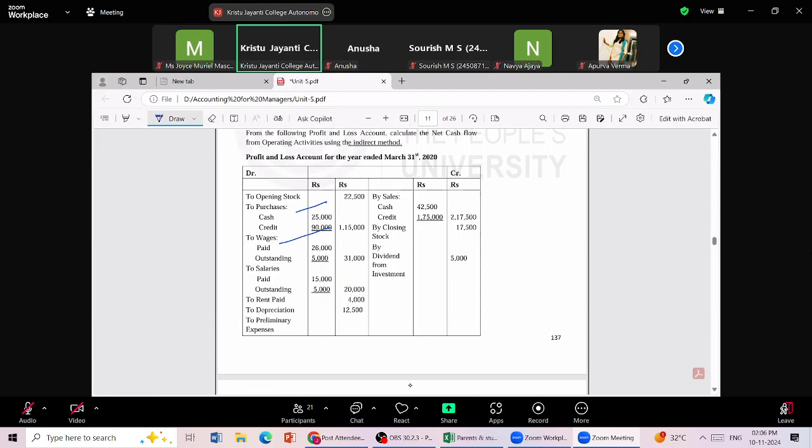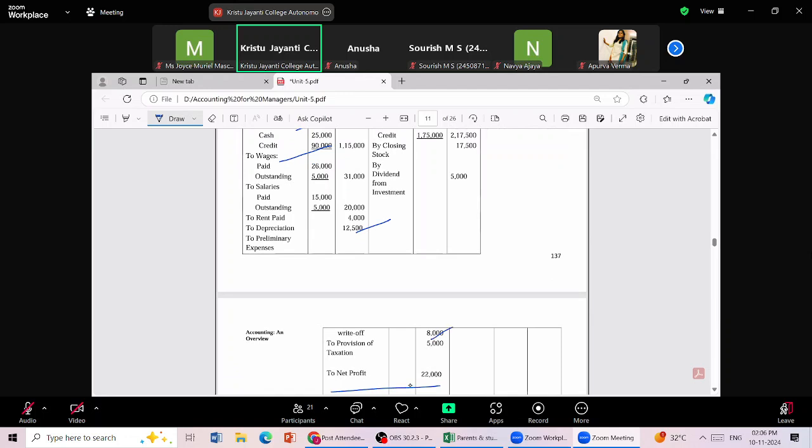Okay, so here what are the items? First one is depreciation. How much are you paying? 12,500. So in your non-operating items, you are adding 12,500. Then preliminary expense around 8,000, you need to add. This is a non-operating item.